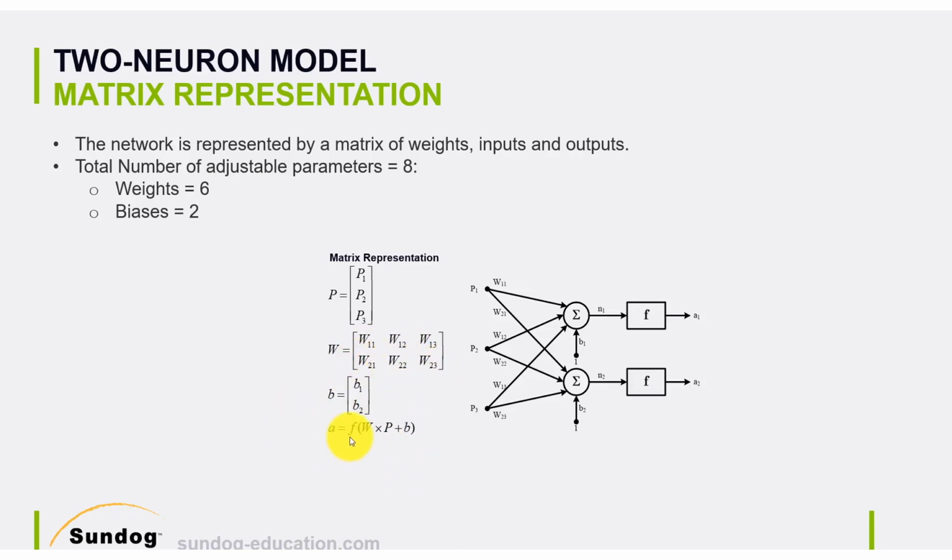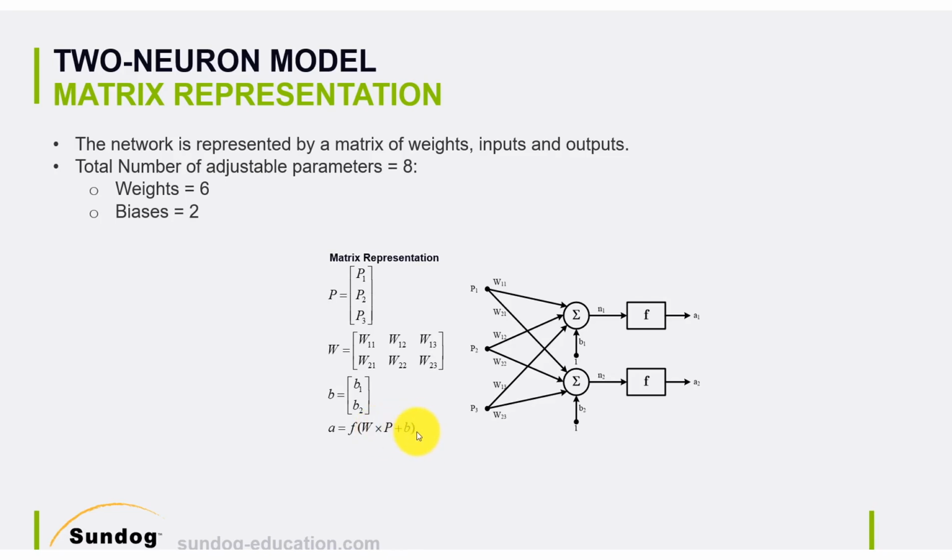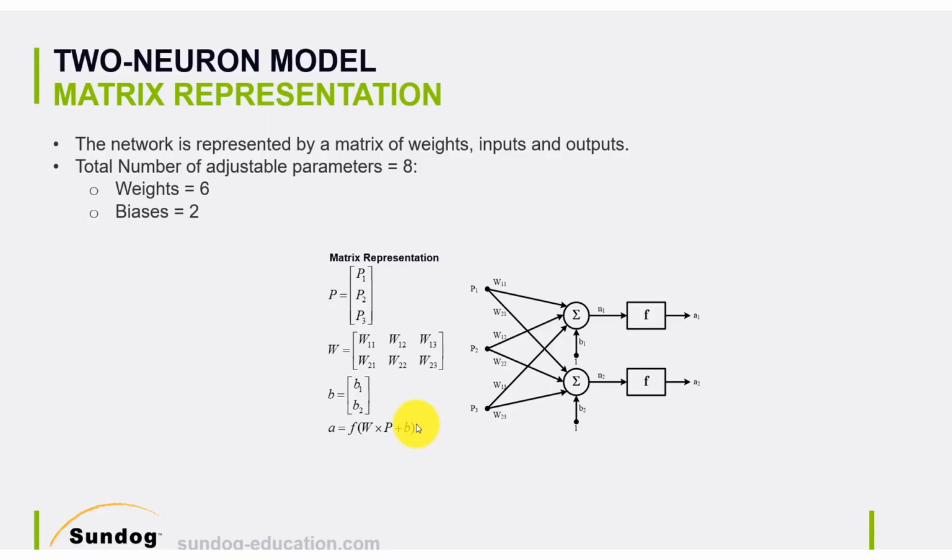And then we can simply perform a matrix multiplication. Multiply the weights by the inputs, okay? Add the bias signal, apply an activation function F, and you're good to go. That's it. That's how you represent a 2 neuron model in a matrix representation form.